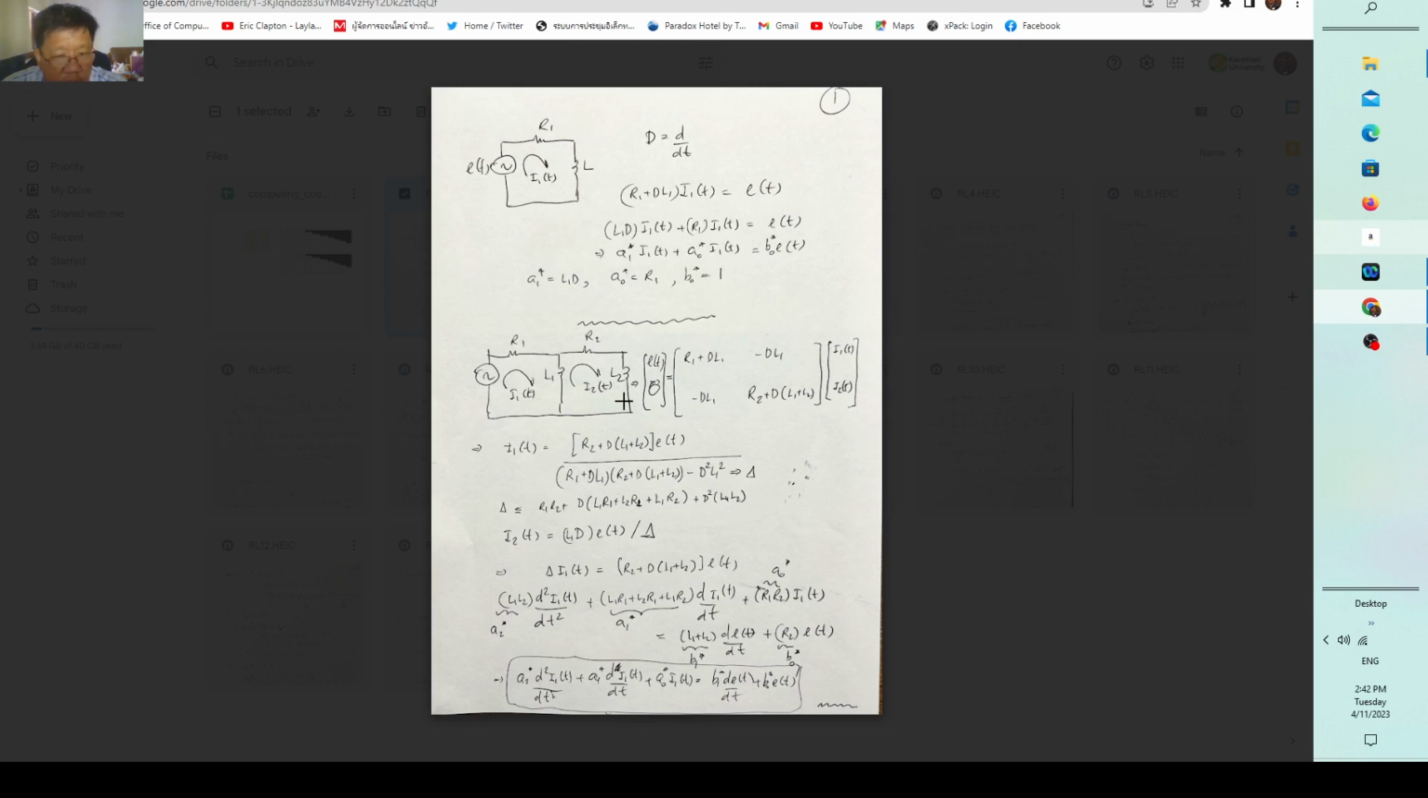And the second loop, we have minus D L sub 1 times I sub 1 t plus R sub 2 plus D times the summation of L sub 1 plus L sub 2, all this term times I sub 2 t, must be equal to 0. To solve for the general form of this, I think we showed you in class a couple of weeks ago, I'm going to rewrite it again.